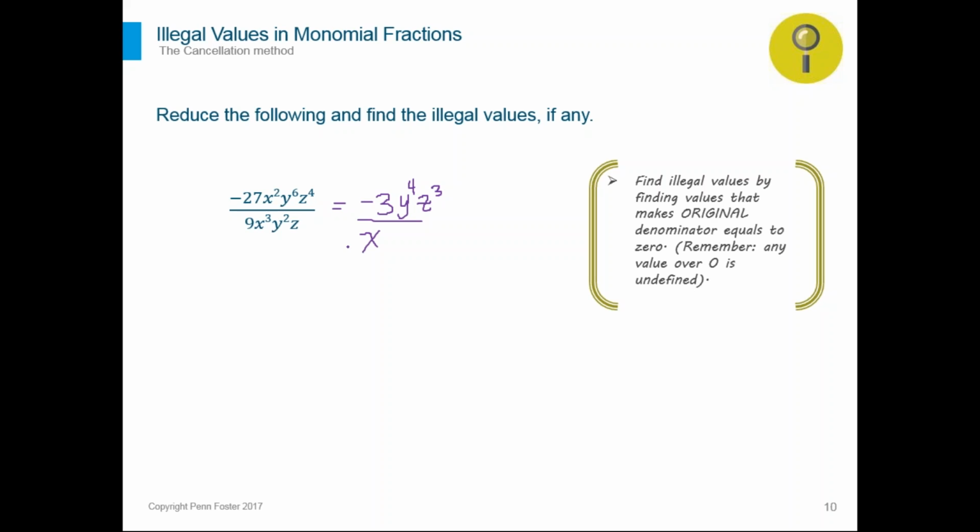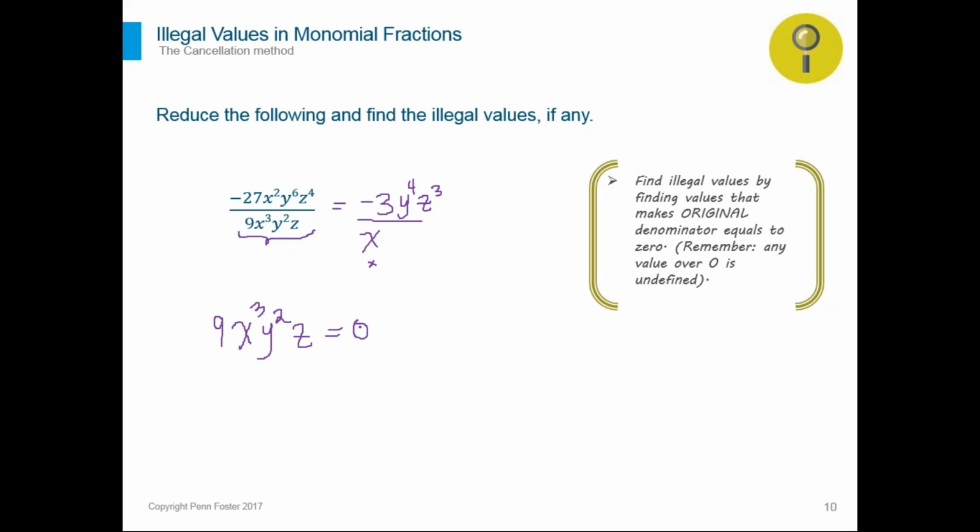Now the illegal values, we need to look at the original denominator, this denominator, not this denominator. We need to take that denominator and set it equal to 0 and see which values of the variables x, y, and z make the denominator 0. So we would just call them illegal, don't use them, equals to 0.